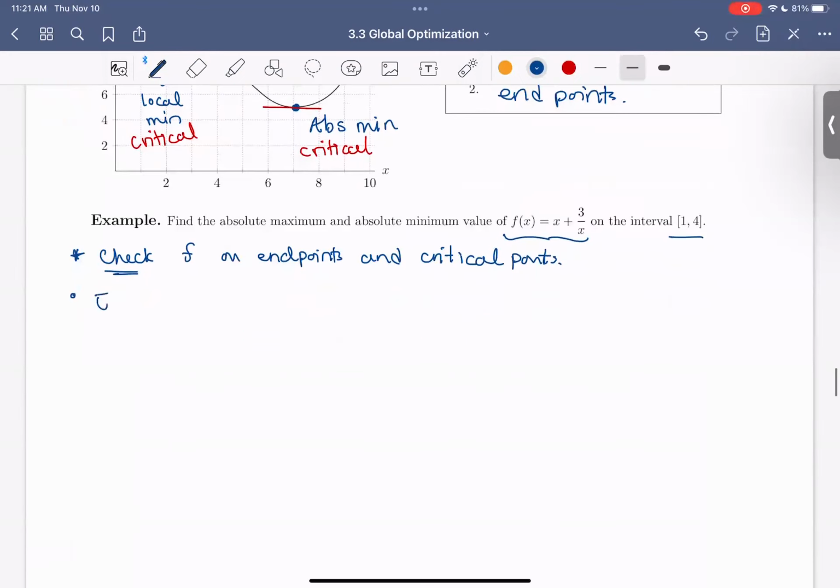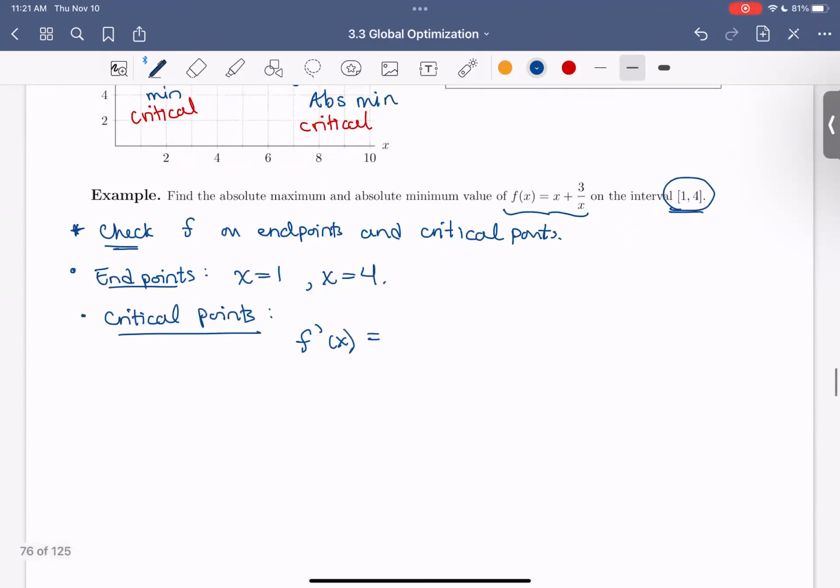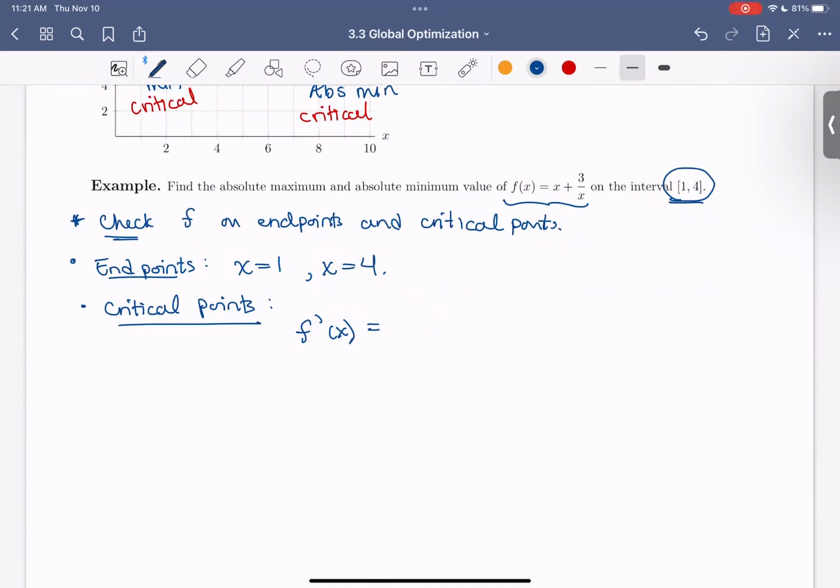So let's do that. For the endpoints, we're first just going to find all the values that we're going to compute f on. The endpoints of my interval from 1 to 4 would be x equals 1 and x equals 4. And then we need to find the critical values or points. To do that, we need to compute the derivative of f of x. There we can just use the power rule. Let's recall that a term like 3 over x is equal to 3x to the negative 1. So we take the derivative, using the power rule there also.